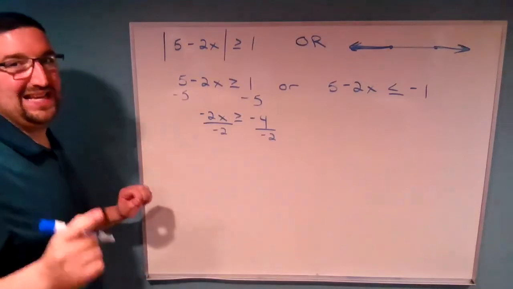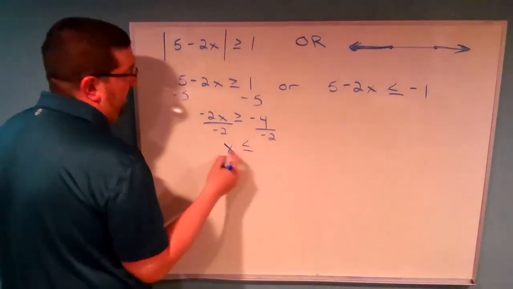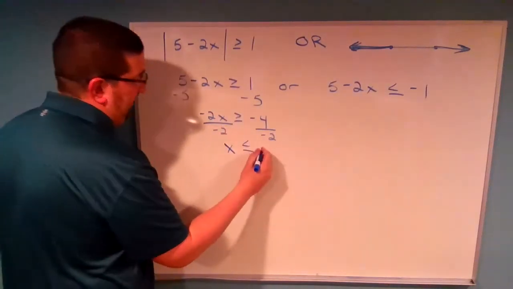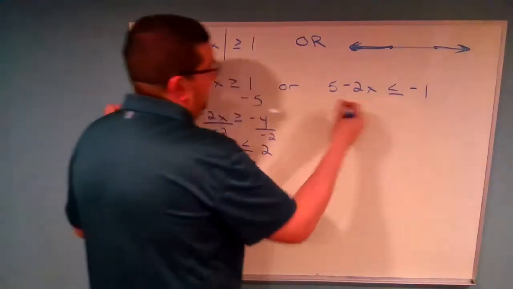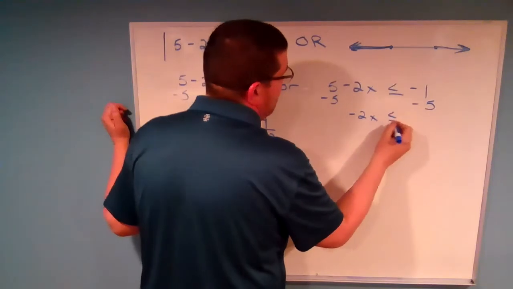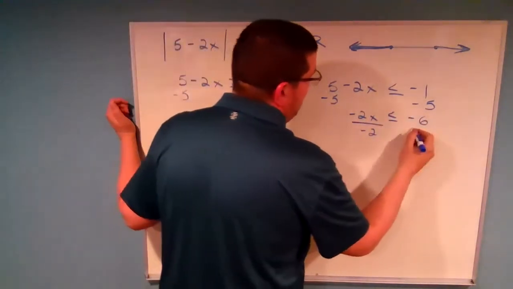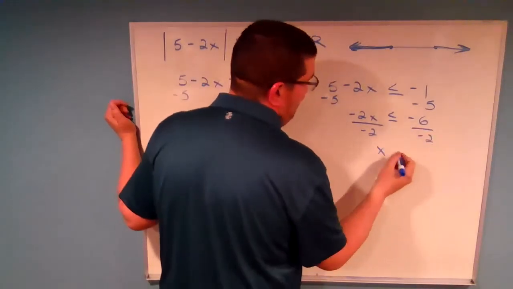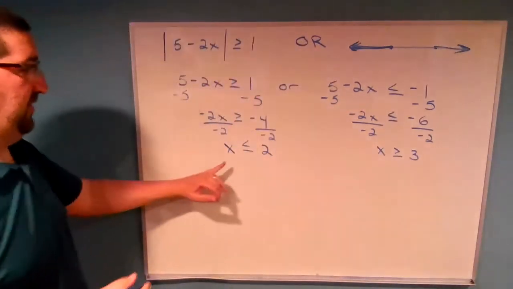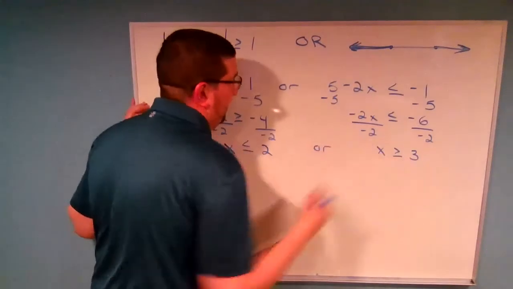When we divide by a negative and you have an inequality, you have to remember that we have to flip our inequality when we divide by a negative. So x would be less than or equal to 2. And over here, we are subtracting 5. So we get negative 2x is less than or equal to negative 6. And then we would divide by negative 2. So x would be greater than or equal to 3. So we have x is less than or equal to 2, or x is greater than or equal to 3.